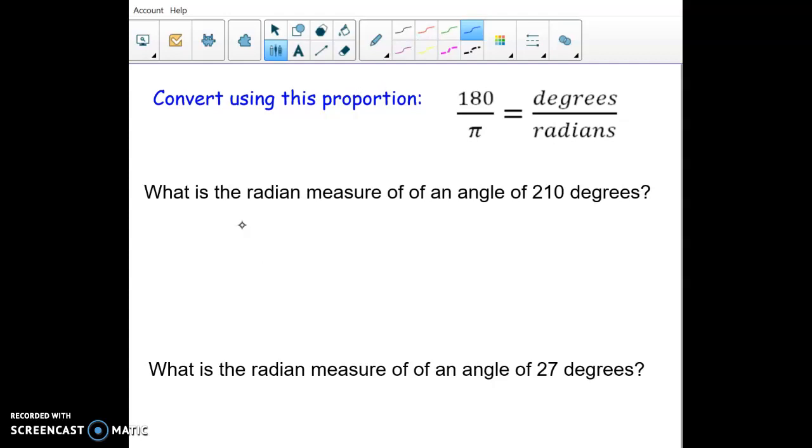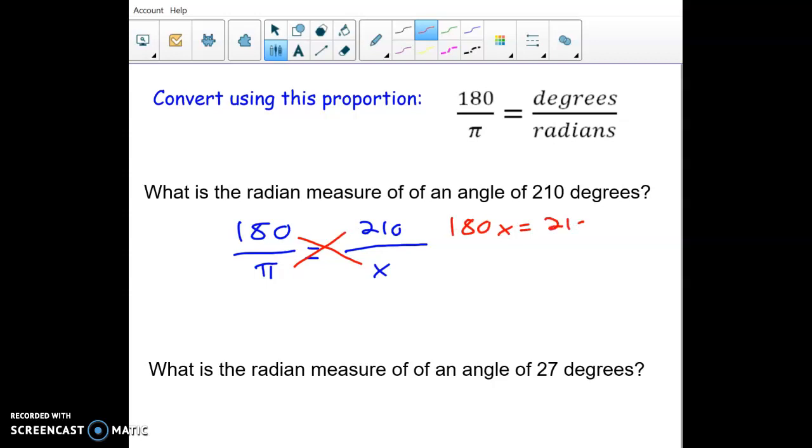Okay, so the first one here, 180 degrees is pi radians. We have 210 degrees, and we want to know how many radians that is. Basically it's going to be a little bit more than 3, right? If 180 is about 3, then this is going to be a little more than 3. The way I solve these is just do cross product. So I do 180 times x equals 210 times pi. And then to solve for x, the radians, divide by 180 on both sides. All right, and so x is equal to 210 times pi divided by 180.